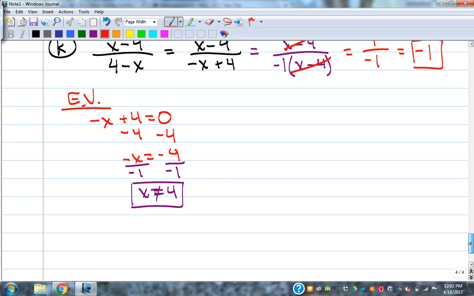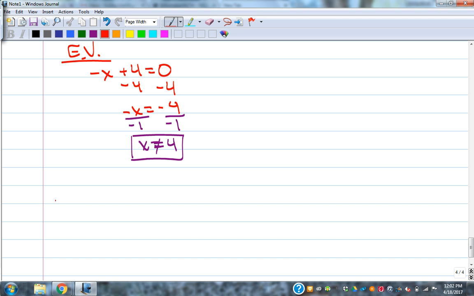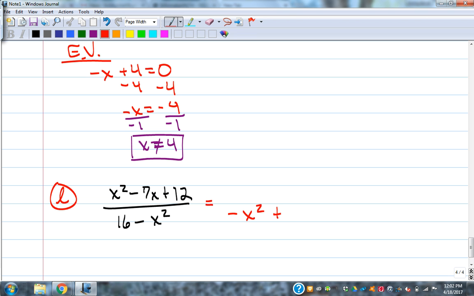We got time to do this last one. It's not very hard. X squared minus 7x plus 12 over 16 minus x squared. What's the problem with the denominator? Not in descending order. Put it in descending order.